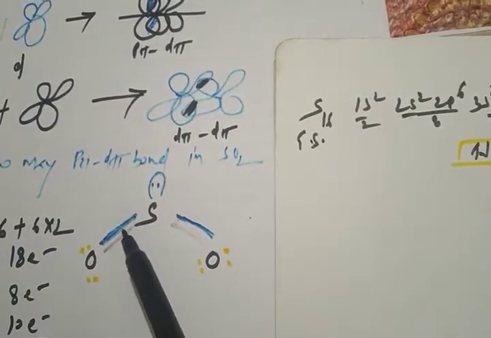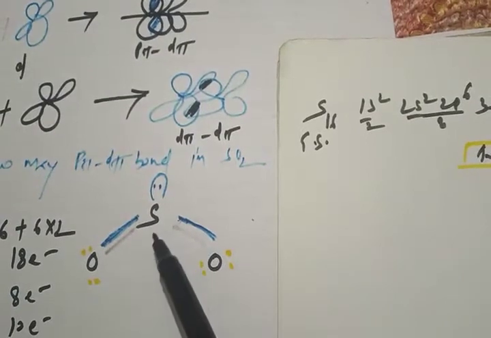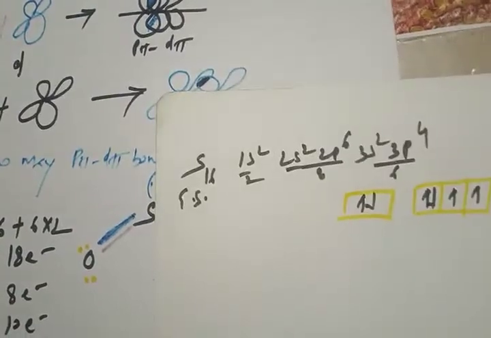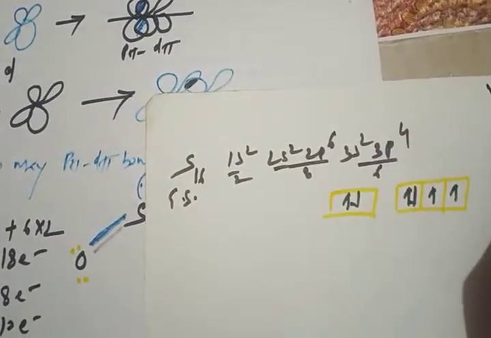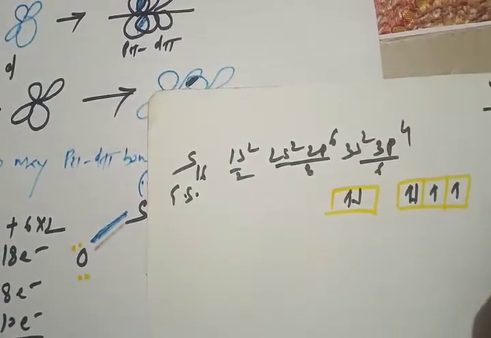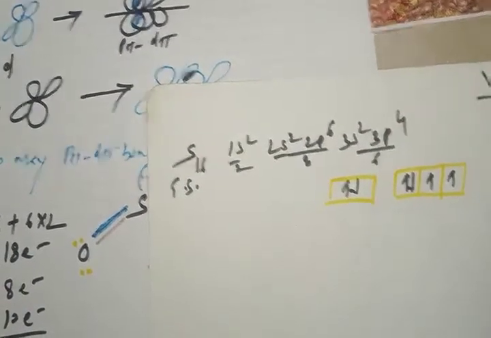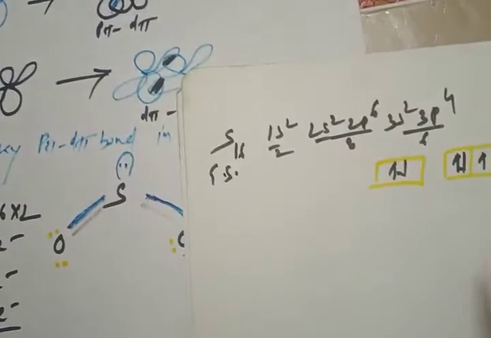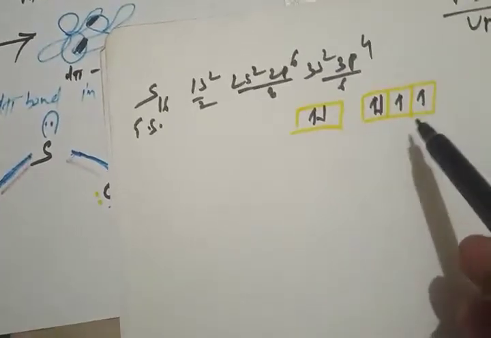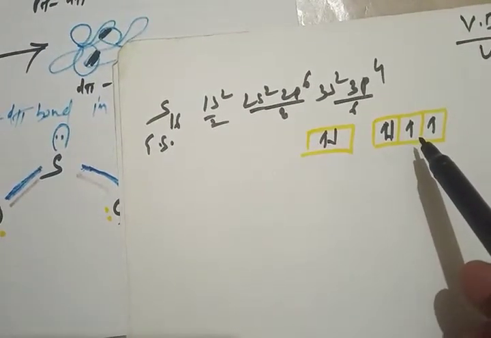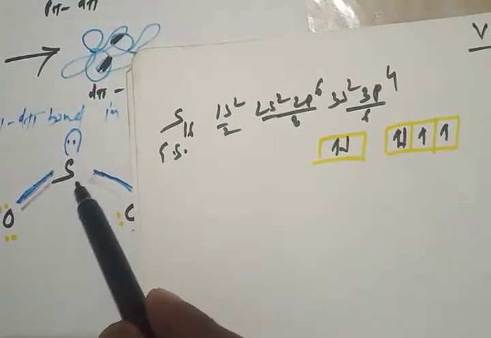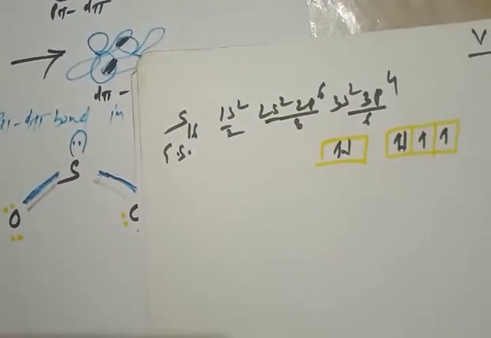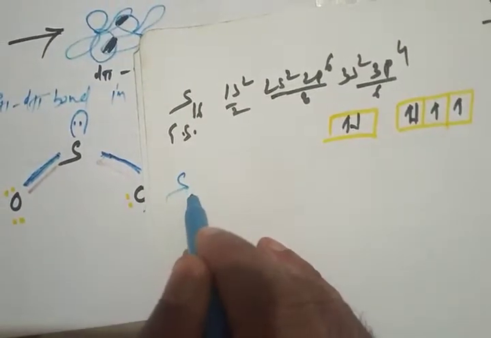We have a total of 1, 2, 3 and 4 bonds forming, and as per the VBT theory we all know that only an unpaired electron can form a bond. Unpaired electron, this is important. Only the unpaired electron can form a bond. So we have only two unpaired electrons here in the 3p orbital. So how is it possible that it can form 4 bonds, this 1, 2, 3 and 4? And then we will talk about the excited state of sulfur.